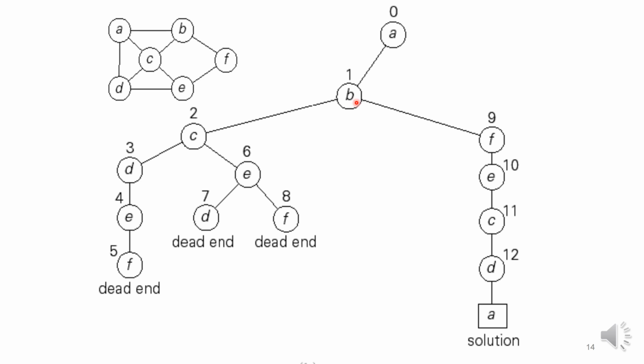Now I am traversing from B to F, F to E, E to C, then C to D, then D to A. Now I reach the solution. In this way we can find the solution for the Hamiltonian circuit problem. We start from the root node and find the alternative choices if we reach a dead end, otherwise we reach the complete solution. This is the promising node, which leads to the solution.